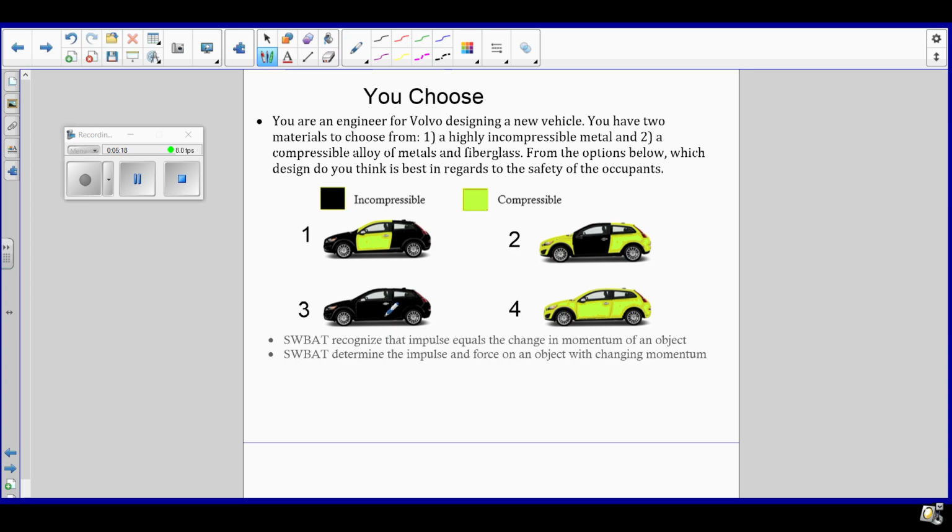Number three, I would say that's kind of like the Batmobile. This is just fully incompressible, making it just as strong as physically possible. And then number four is to lighten the vehicle, making the entire vehicle out of the yellow material. Then pause the video, decide which you would choose, and then hopefully we get the answer a little bit later.